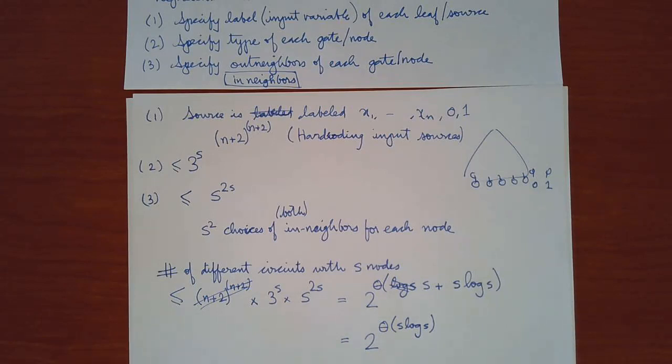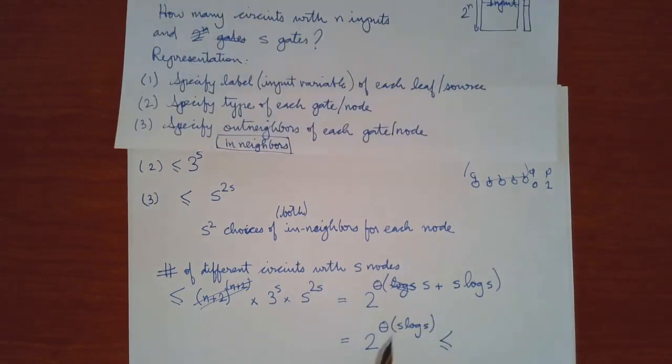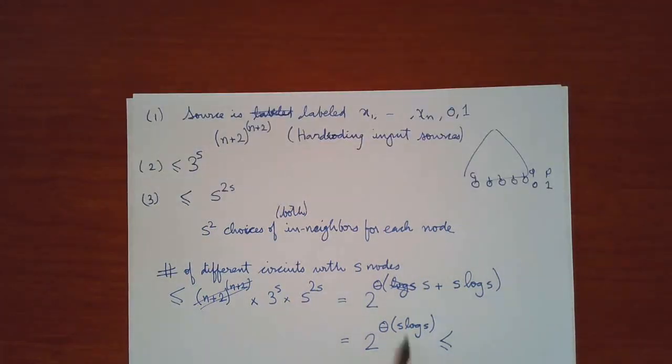Okay? And so there's some constant over here. In this case, it's probably a fairly small constant. I'm doing it a little sloppily. I'm pretty sure that I can prove that this is at most 2 to the 5s log base 2 of s.